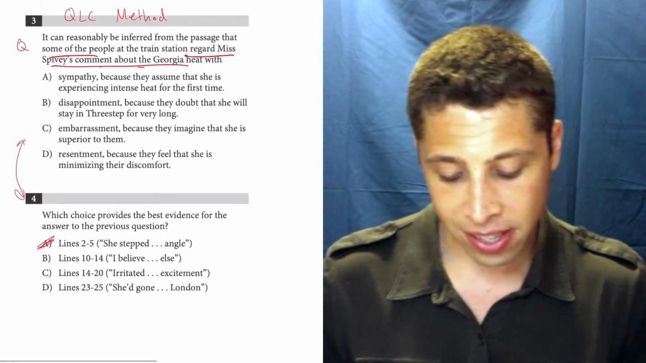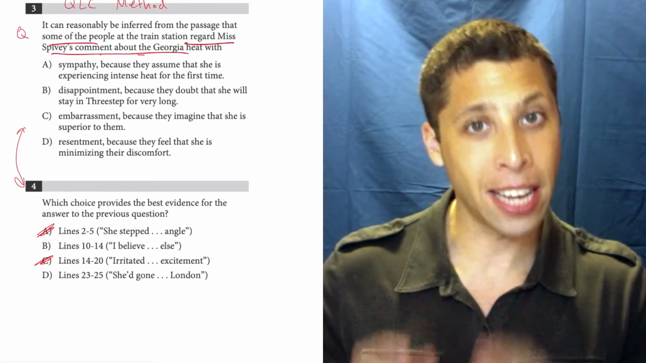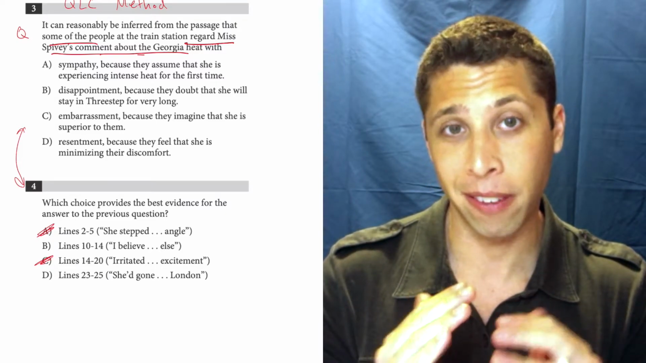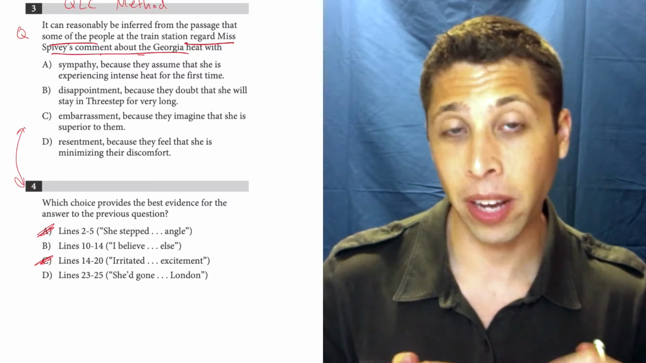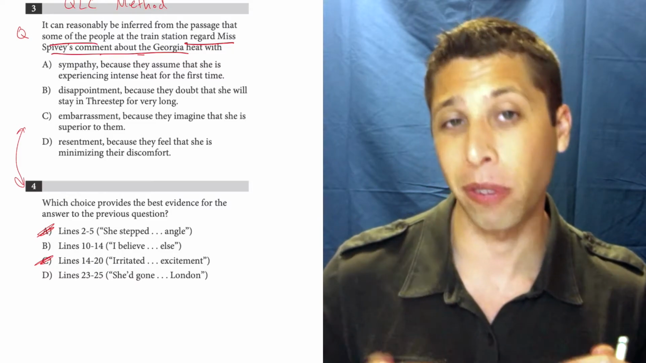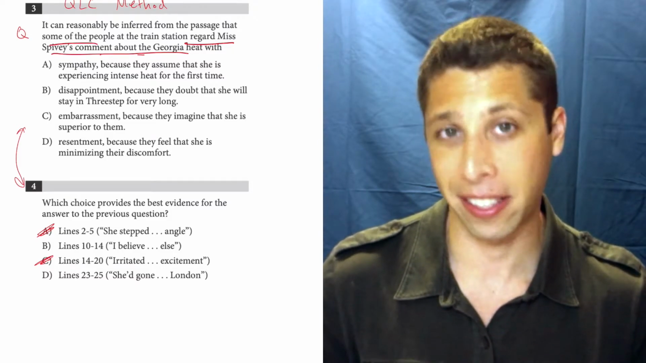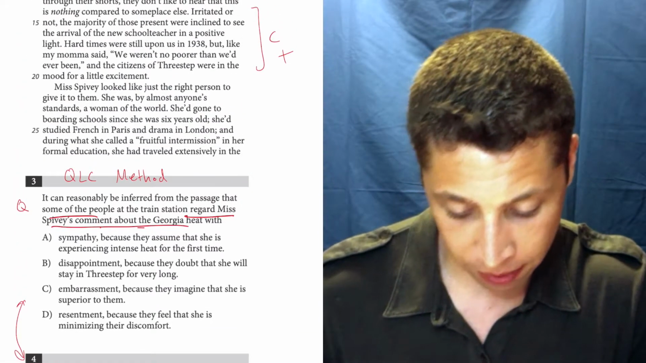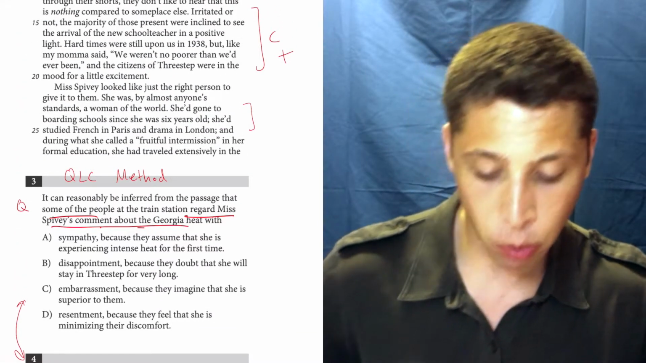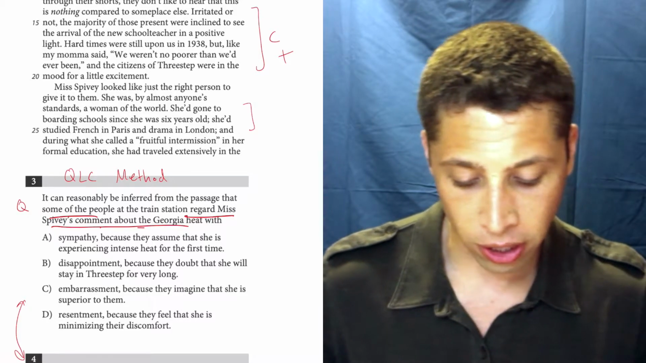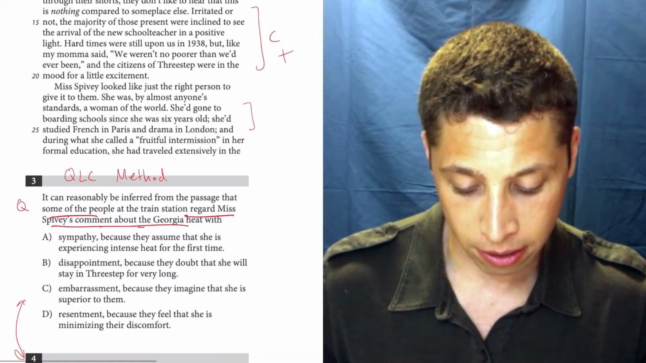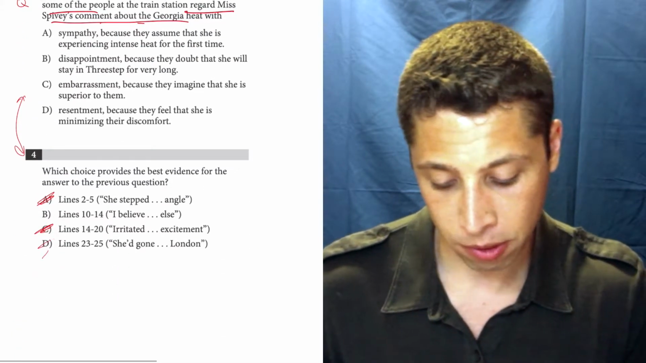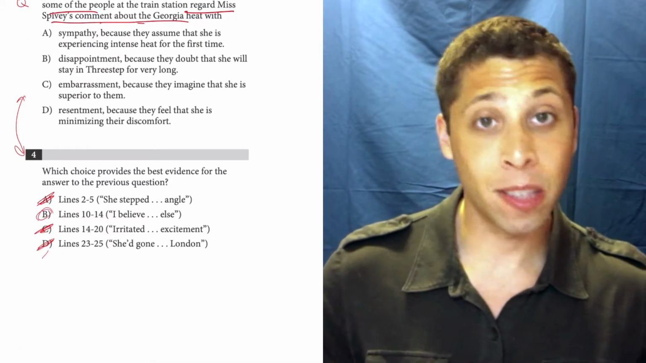So this is not right either. It doesn't get to the cue, the question. And so that's really important. That otherwise might be a trap answer. So we've got to make sure we understand the question so that we don't accidentally keep a choice like this in the mix. But let's look at D. 23 to 25 is right here. She'd gone to boarding school since she was 6 years old. She'd studied French in Paris and drama in London. Okay, that seems random, so that seems wrong. And that gets us B, what we expected.